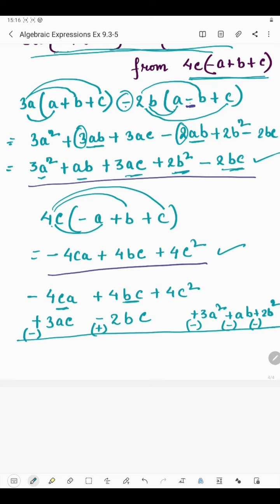So here with 2b square no term is present, so it will be 2b square, and since sign is changed and it has become minus, we will put minus sign. Then again AB, with AB nothing is there, so we'll write AB, and AB sign will be minus, we'll put minus. Then 3a square plus 3a square will become minus 3a square, so it will be minus 3a square. Then 4c square will come down, as there is no term present, so it will remain same.